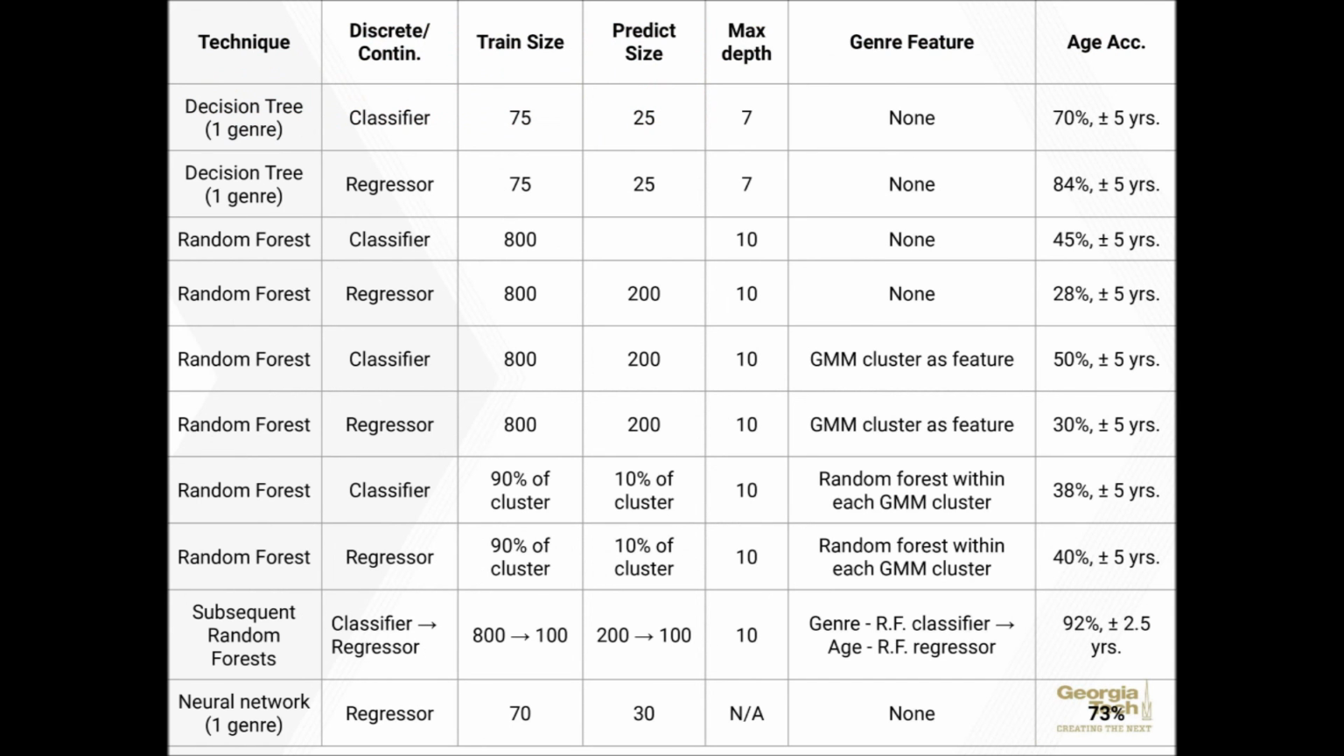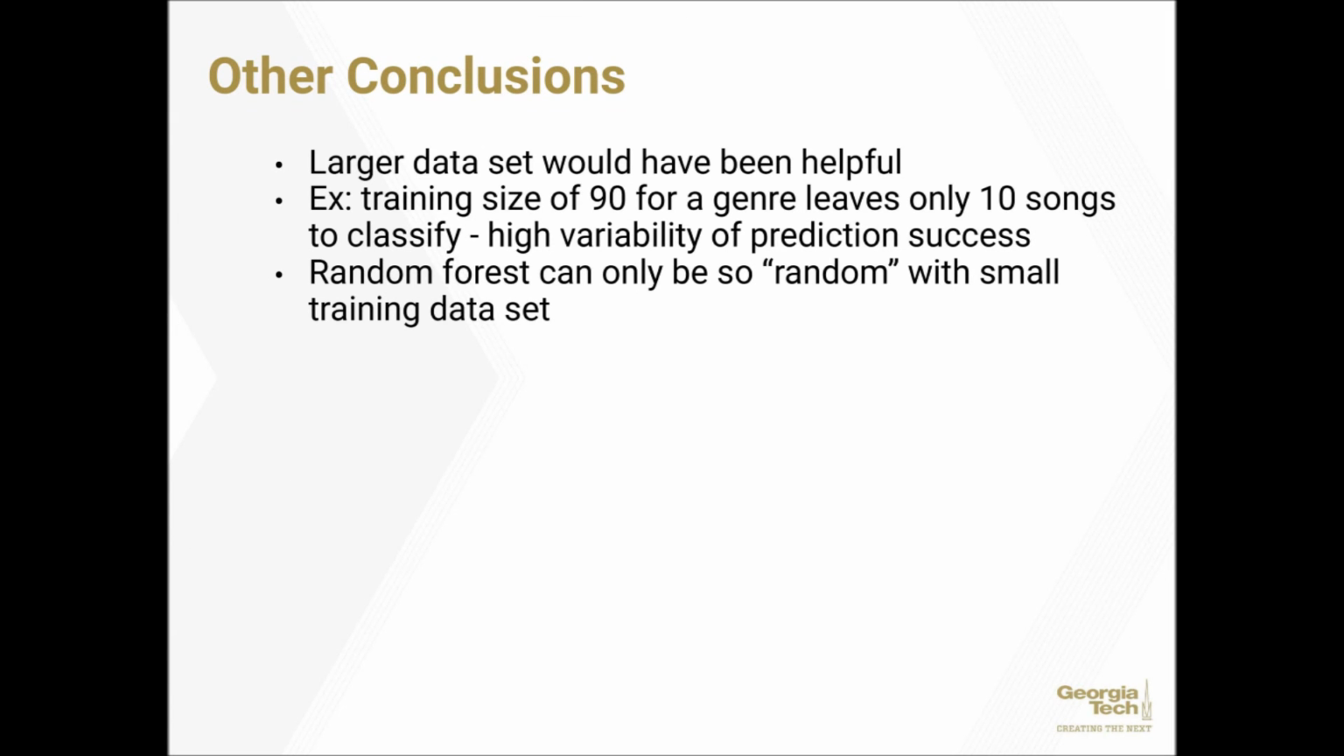Here's a chart to summarize the results of the combined methods discussed in the previous slides. You'll notice that the accuracy decreases when supervised methods are generalized to multiple genres. Using a random forest for both genre and age classification proved far superior and practical compared to using unsupervised methods. In situations where genre is unknown, however, using unsupervised methods to first group songs into supergenres does indeed increase the accuracy of age prediction. One final conclusion is that a larger dataset would have been helpful.